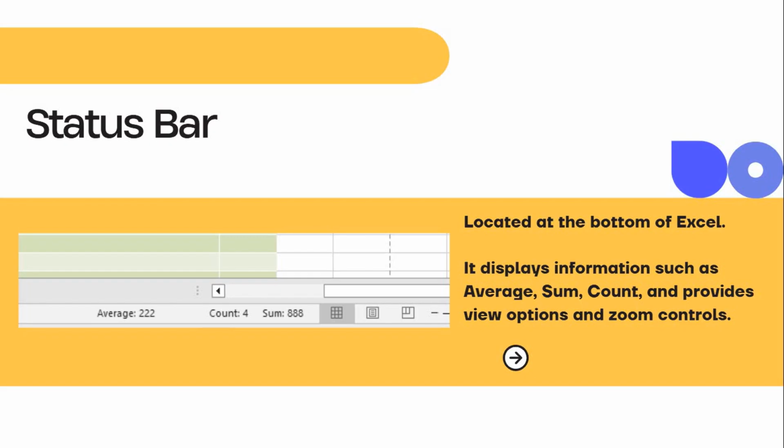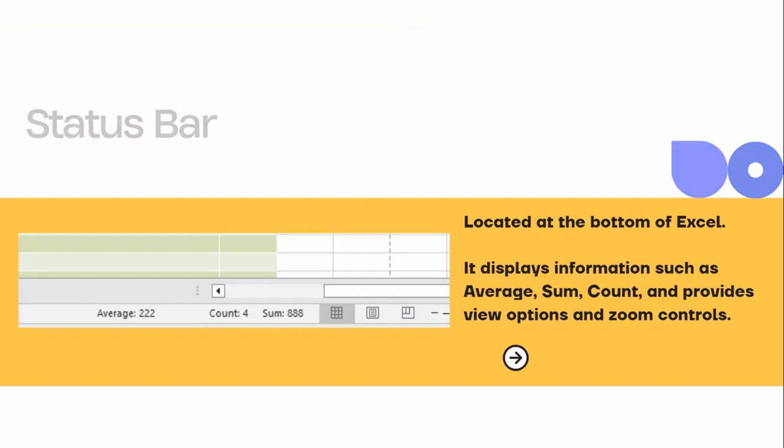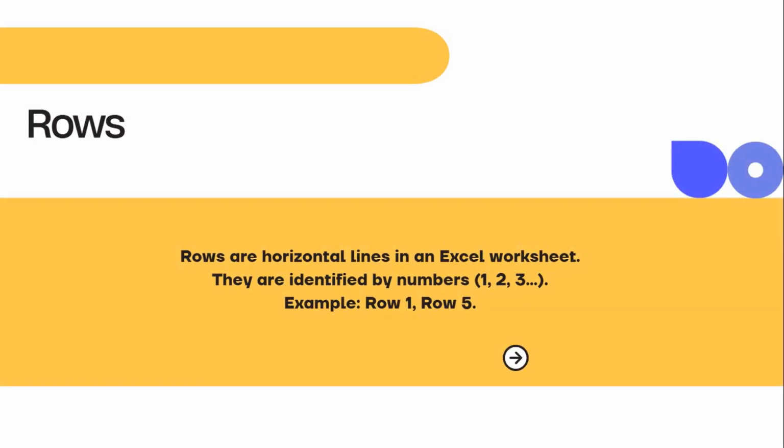Let's come to the status bar. The status bar is located at the bottom of Excel. When you select a range, we can see the status bar. In the status bar we mainly see the average, count and sum, which come automatically. This is the pagination, and we can also zoom in and zoom out the Excel workbook.